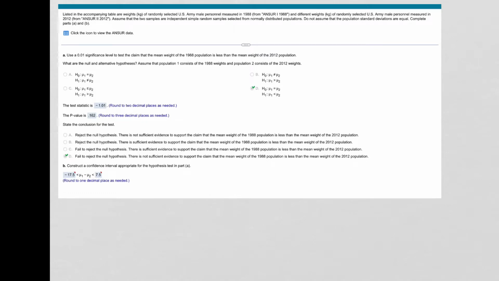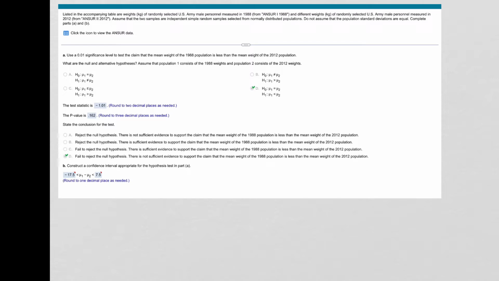In this problem, we're given information about the weights of randomly selected U.S. Army male personnel from 1988 and then from 2012. And in Part A, we start with using a 0.01 significance level to test the claim that the mean weight of the 1988 population is less than the mean weight of the 2012 population.